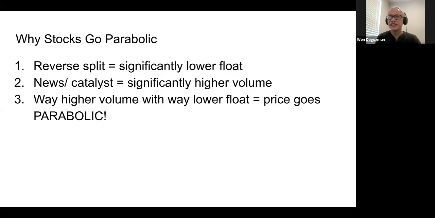And then all of a sudden, there's positive news on their new drug. Then guess what? There's significantly higher volume. And combined with significantly lower float, guess what? It's the law of supply and demand. This is why the price can now go parabolic.